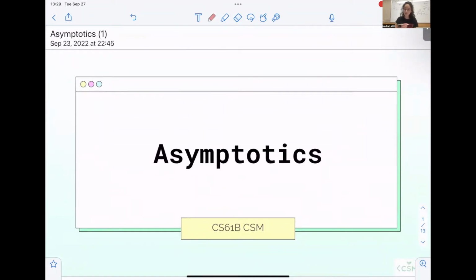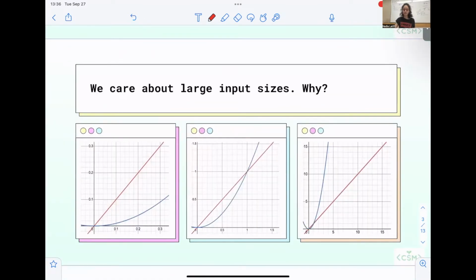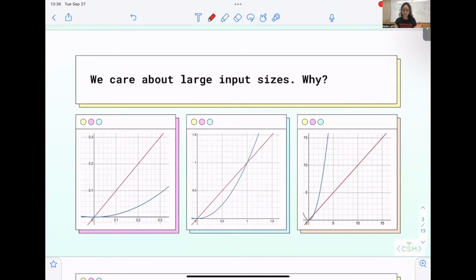Hello, and welcome to this mini lecture on asymptotic analysis, as well as a walkthrough of question 1 on the worksheet. Asymptotic analysis is a method of describing the runtime of an algorithm with respect to the size of the input. When we're doing asymptotic analysis, we care about large input sizes.